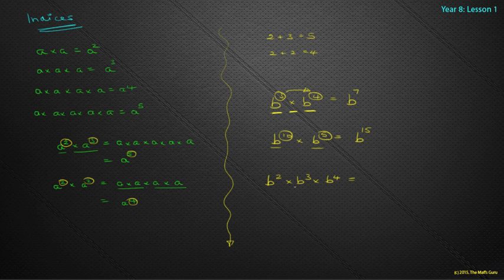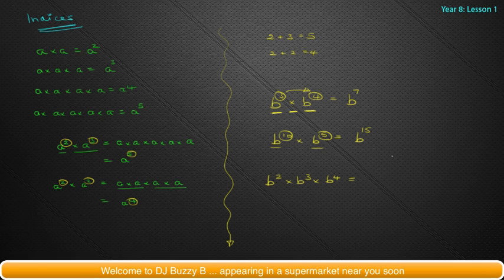This is just index form. We could write it out in longhand if we want, and we'd have b times b times b times b times b times b times b times b times b.